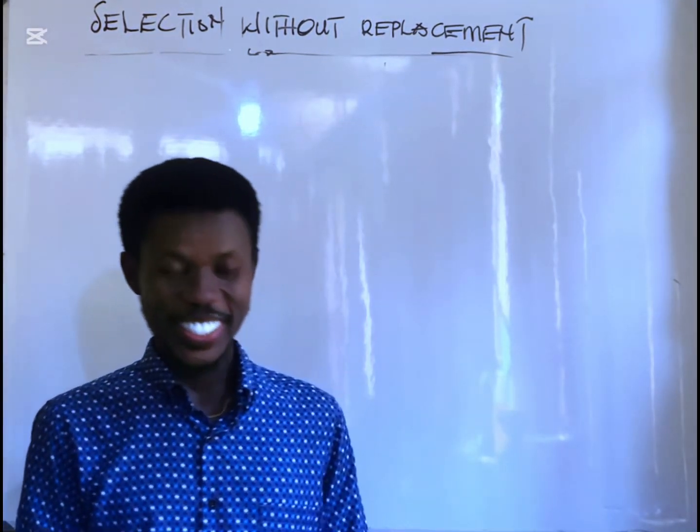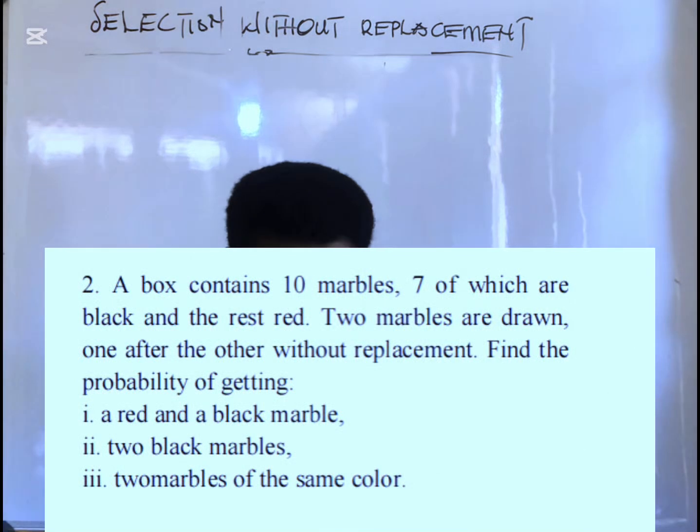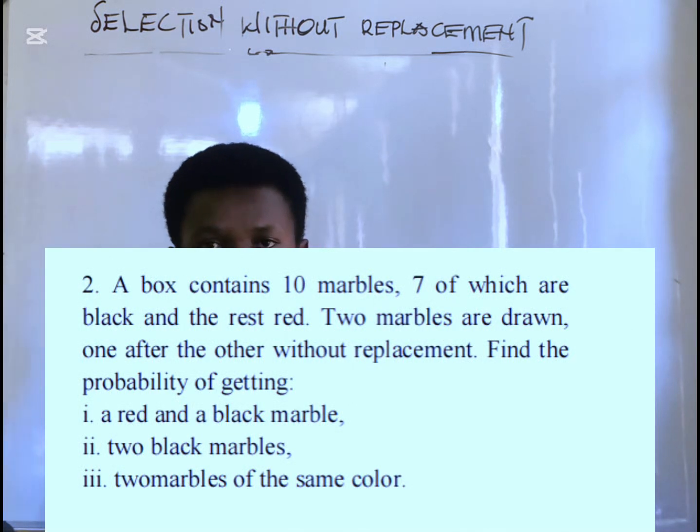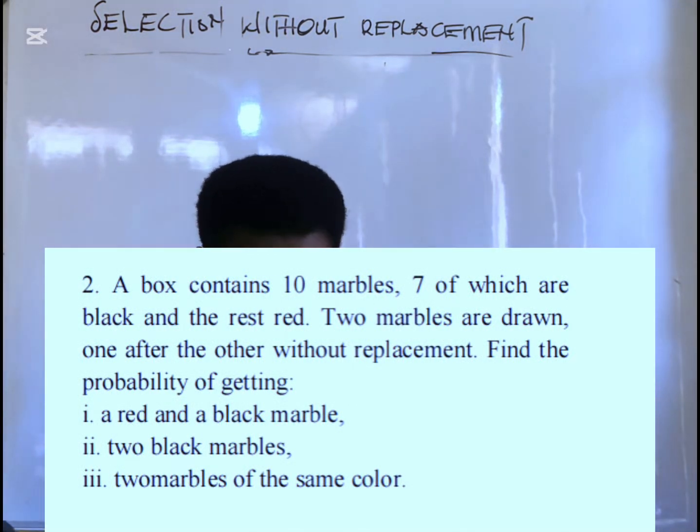Now let's look at our first example. A box contains 10 marbles, 7 of which are black and the rest red. 2 marbles are drawn, one after the other, without replacements. Find the probability of getting: one, a red and a black marble; two, 2 black marbles; three, 2 marbles of the same color. Okay, so that's the question given.